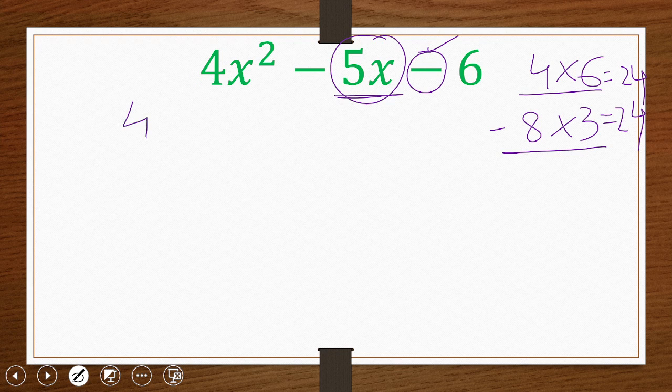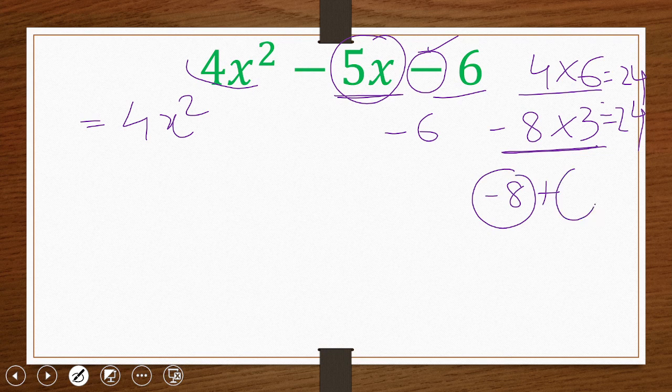Now I am writing 4x squared. You don't have to change the first term and the last term, so you can write it like this. The first step is only to split the middle term. For the product we get minus 8 into 3, minus 24, and if we add these two numbers, same sign plus, different sign minus, these are different signs, so it will give minus 5.